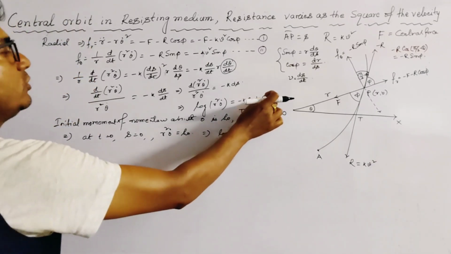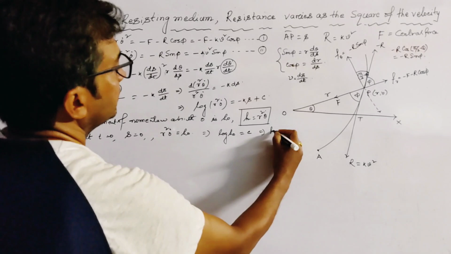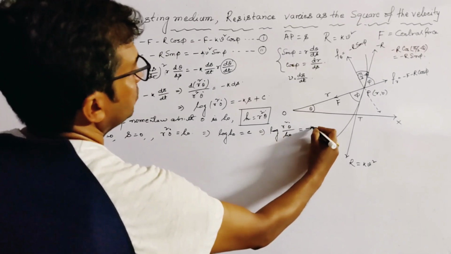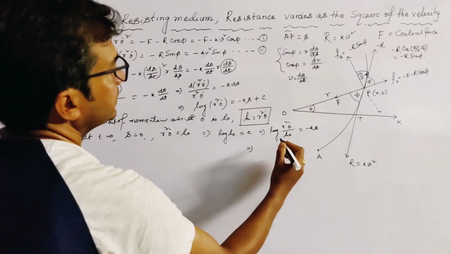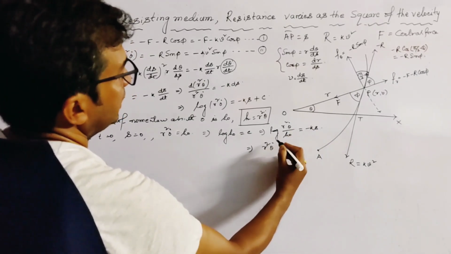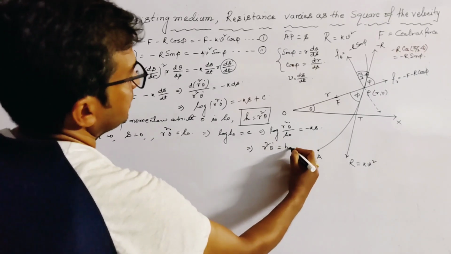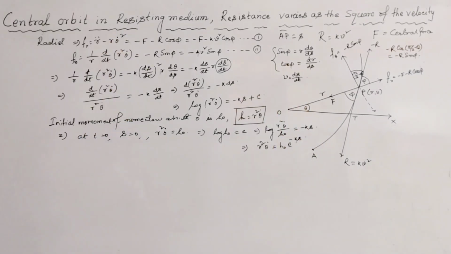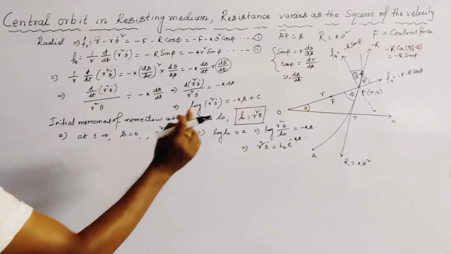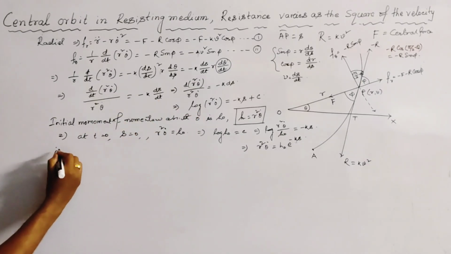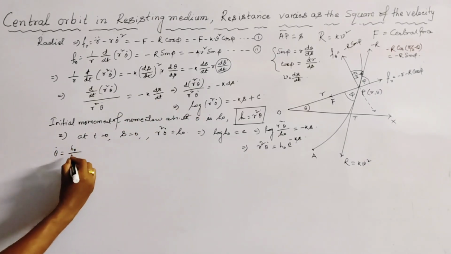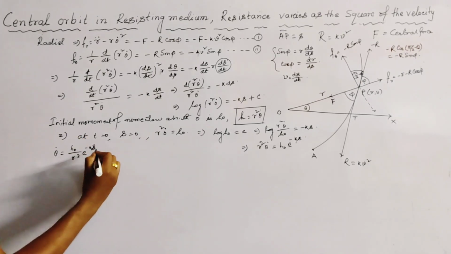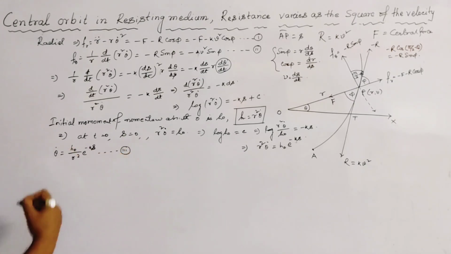We put the value of c here, and we get log of r square theta dot by h0 equal to minus ks, and this gives r square theta dot equal to h0 into e to the power minus ks. This relation can be written as theta dot equal to h0 by r square into e to the power minus ks, and we name this relation as 3.